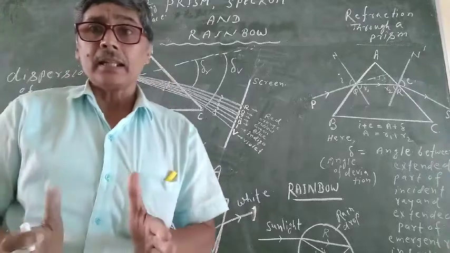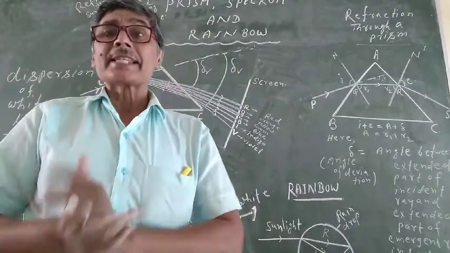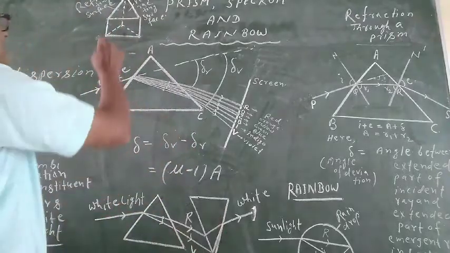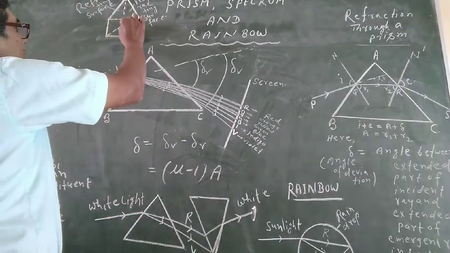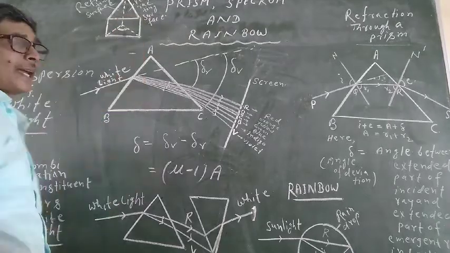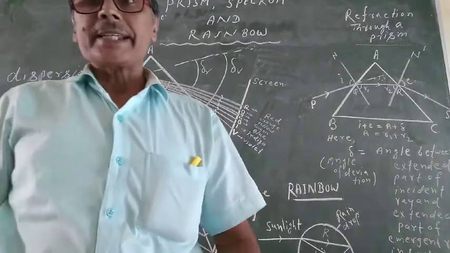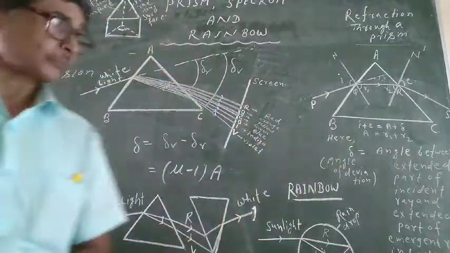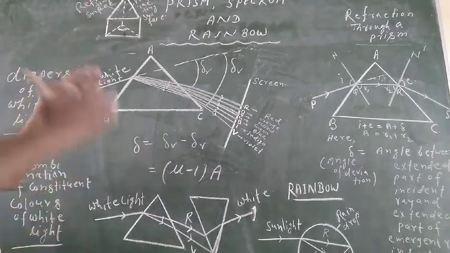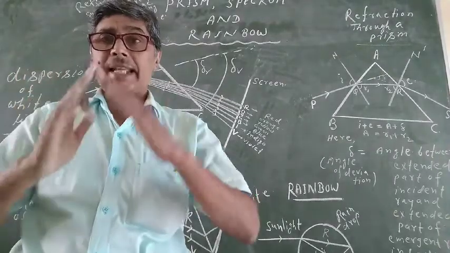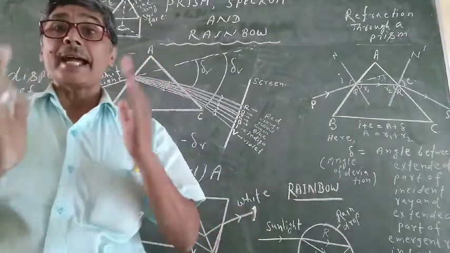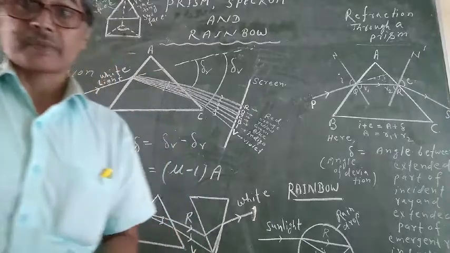The angle between the two refracting surfaces of a prism is known as the angle of prism, and it is denoted by A. So these are the two refracting surfaces inclined at some angle. This angle is known as the angle of the prism.